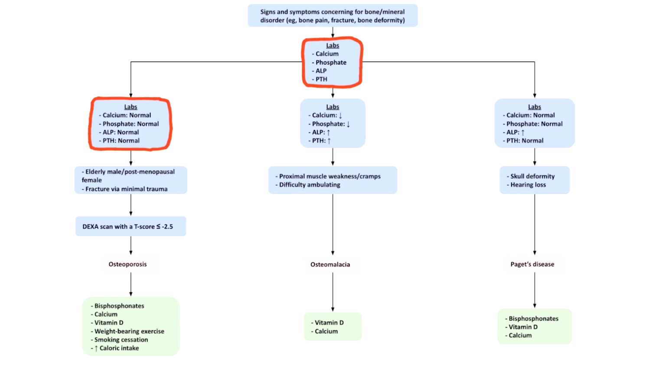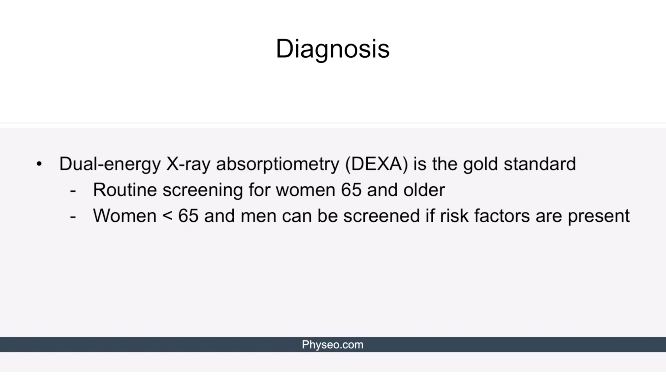Now, given the normal lab values associated with osteoporosis, we use the DEXA scan as the gold standard for diagnosis, with a T-score less than or equal to negative 2.5, and that's consistent with the disease. So again, normal labs, abnormal DEXA. There are a couple of additional points to make regarding the dual energy X-ray absorptiometry, or DEXA scan. And again, that's the gold standard diagnostic tool for osteoporosis.